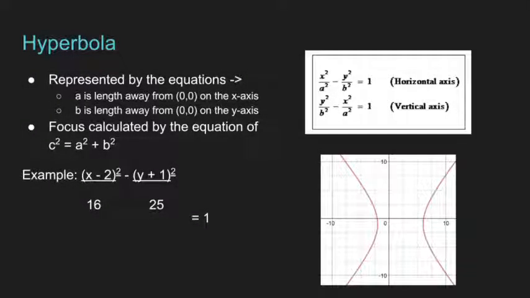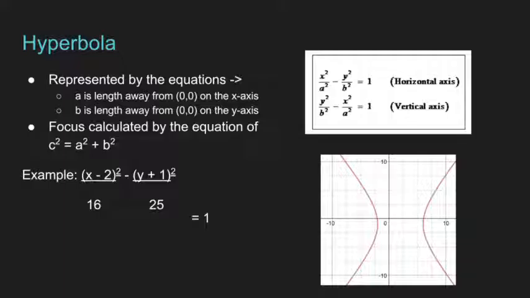Hyperbolas are represented by the equation x squared over a squared minus y squared over b squared is equal to 1. That would have it cut across the horizontal axis. For it to cut across the vertical axis, it would be y squared over b squared minus x squared over a squared is equal to 1. A is the length away from 0, 0 on the x-axis. B is the length away from 0, 0 on the y-axis. And the focus is calculated by the equation c squared is equal to a squared minus b squared.